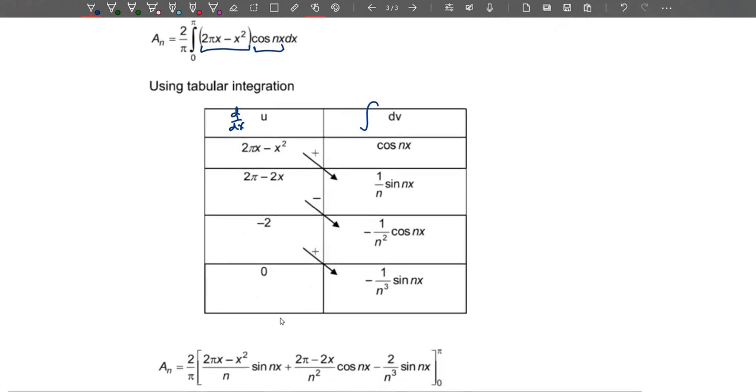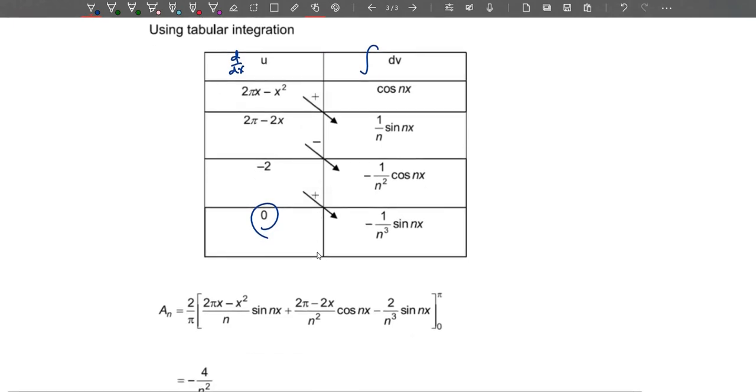Differentiate appropriately until you get 0, because this is an algebraic function, for sure you're going to get 0 at the end. And this one you need to integrate, and don't forget the diagonal line, plus minus plus. Back substitute in the equation. So we have a_n equal to 2 over π, positive, positive, positive, so (2πx minus x squared) over n sin nx. Positive, negative, negative is positive. Therefore, (2π minus 2x) over n squared cos nx.